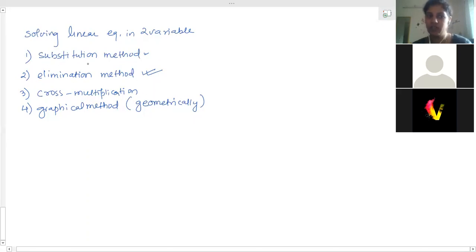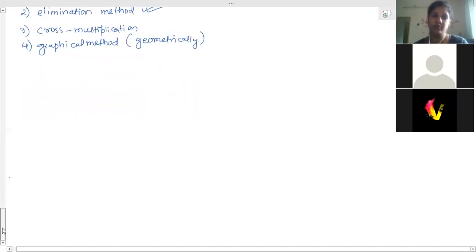So first I will start with the substitution method. I will explain how to do the substitution method, finding the values of x and y for a unique solution. After that, the elimination method with the same questions. We will go through some questions of substitution and then finally solve by elimination. So first method is the substitution method. How to solve? You take the question.